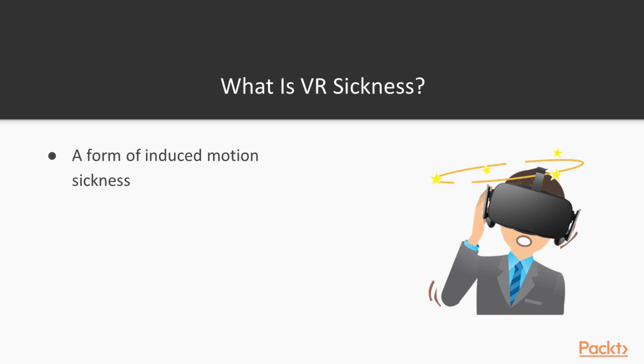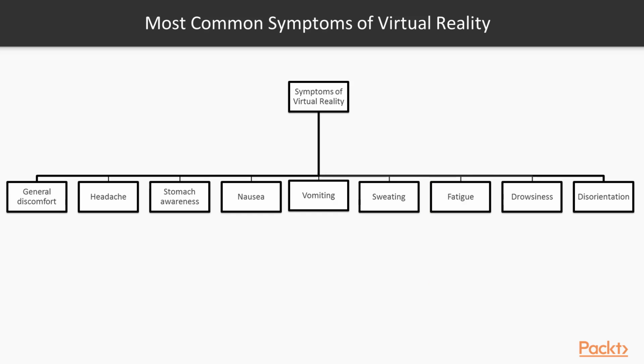In either case, there are conflicts among the visual, vestibular balance, and proprioceptive bodily position senses that give rise to this discomfort. The most common symptoms of virtual reality sickness are general discomfort, headache, stomach awareness, nausea, vomiting, sweating, fatigue, drowsiness, and last but not least, disorientation.